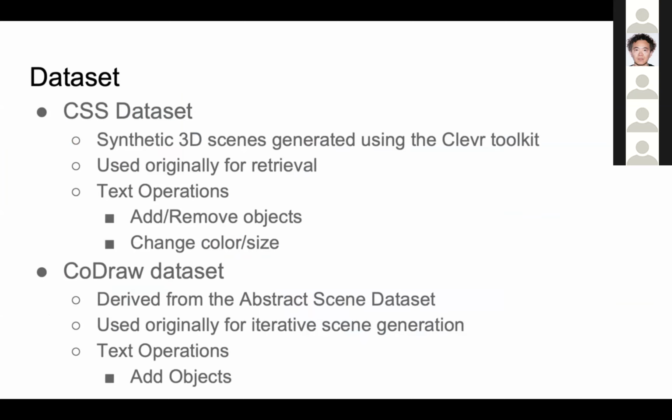The second dataset is called Codraw dataset. Basically, it's derived from the abstract scene dataset, and it's used originally for iterative scene generation. And there is only one text operation in this data set, which is adding objects.